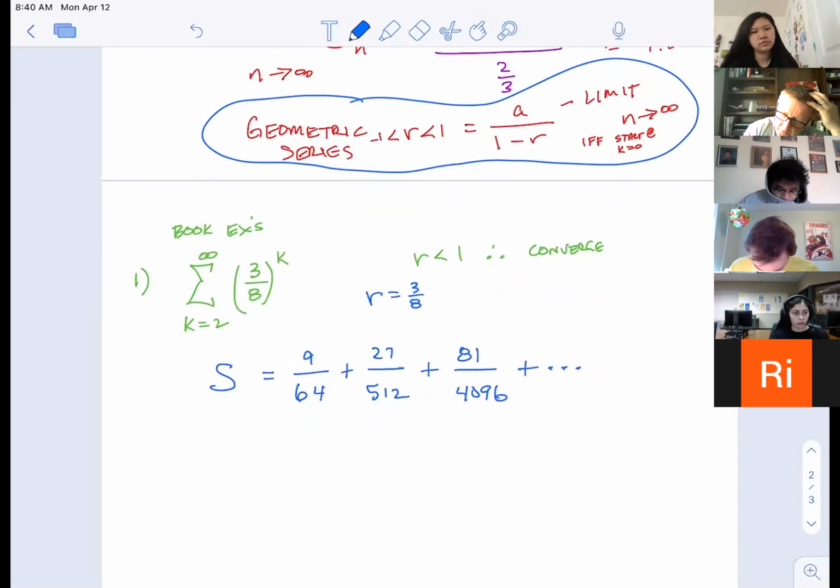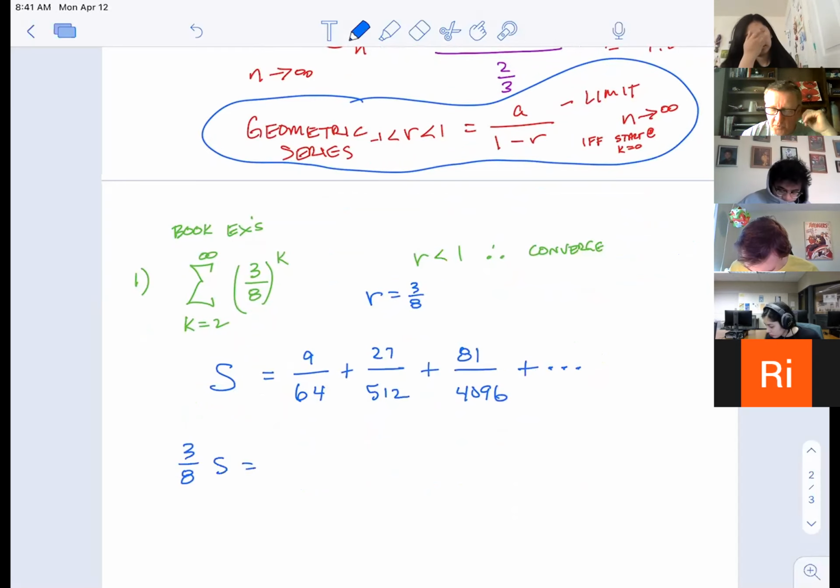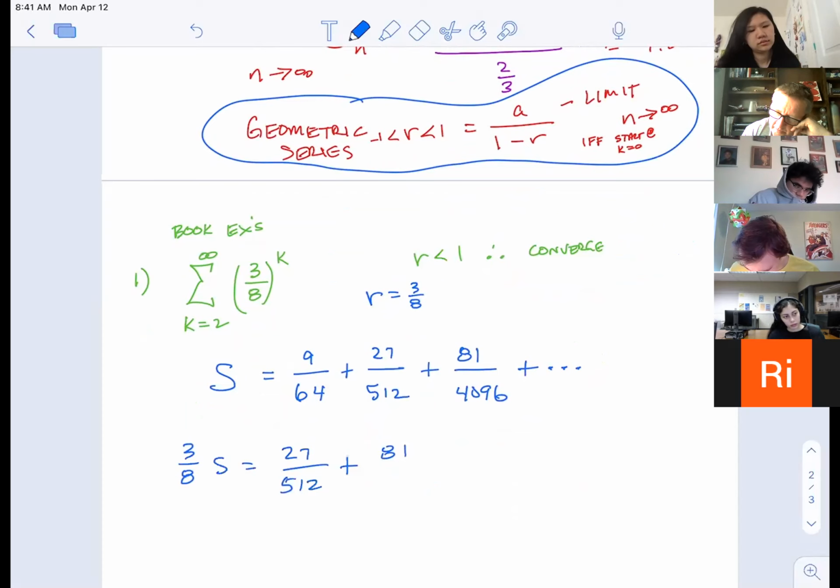So then you say, well, cool, then I'll just multiply by 3/8, which will create the same exact series, since I'm adding them, not sequence. So it just moves it over to the right. That 9/64 turns into 27 over 512. That 27 over 512 turns into 81 over 4096. Because this time it goes forever.